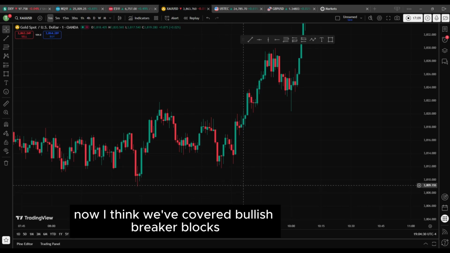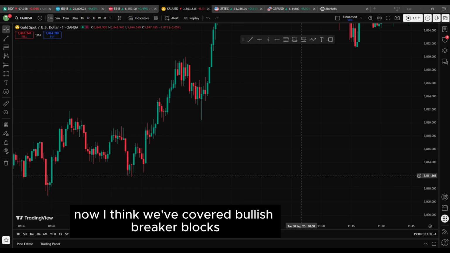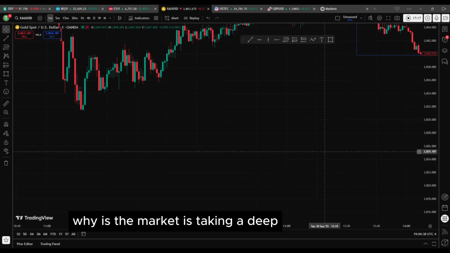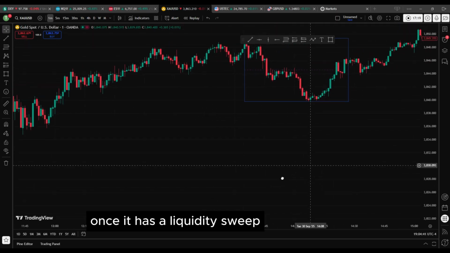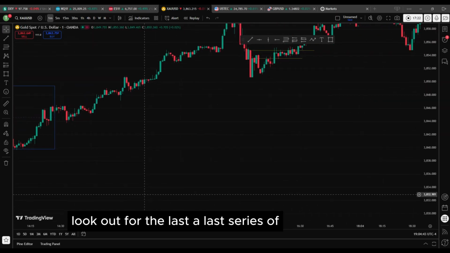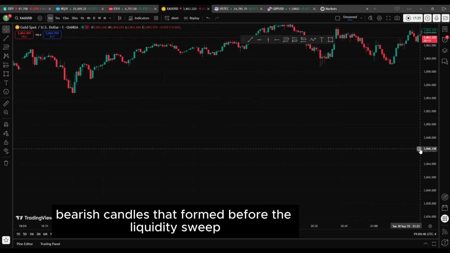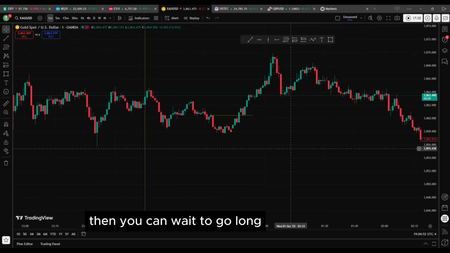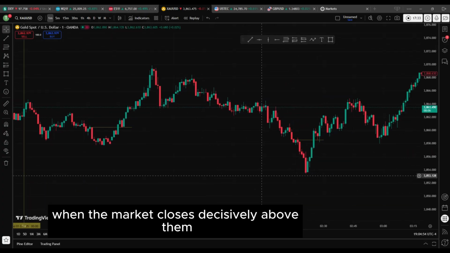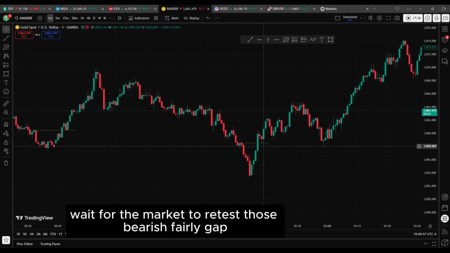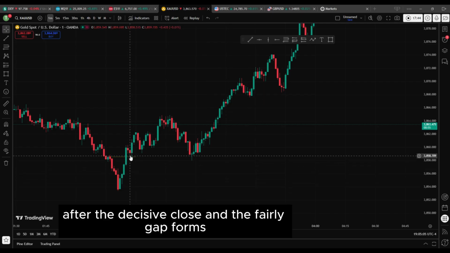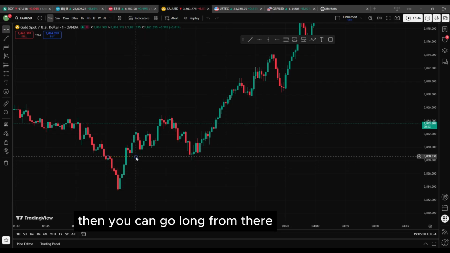So with this now, I think we've covered bullish breaker blocks. You wait for the market to take a dip. Once it has a liquidity sweep, look out for the last series of bearish candles formed before the liquidity sweep. Then you wait for the market to cross decisively above them, and for the bearish fair value gap to form. After the decisive close and the fair value gap forms, you can go long from there.